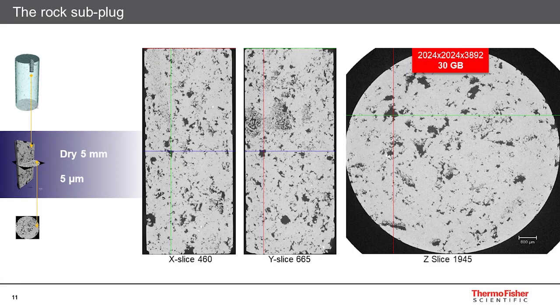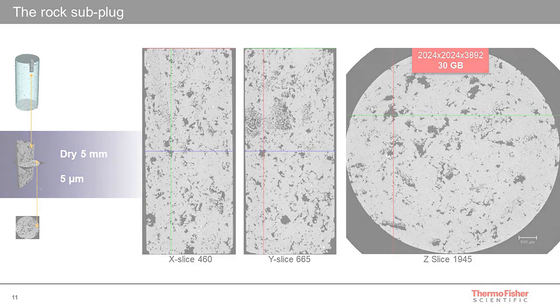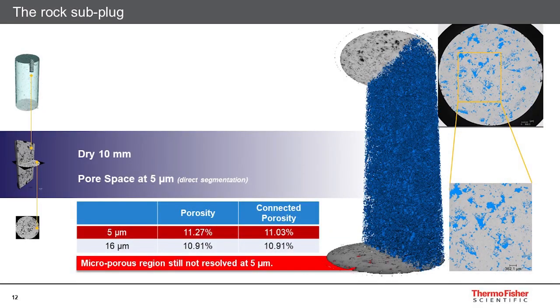Let's have a look at the subplug scanned at 5 microns. The data is composed of 3,892 slices with a size of 30 gigabytes. Segmenting the pore space with a direct method gave us about 11% for the porosity. There still remain some unresolved pores, forcing us to look at smaller scales involving electron microscopy images.